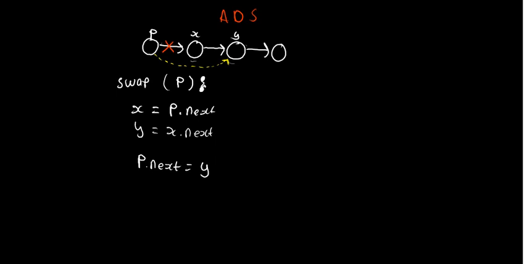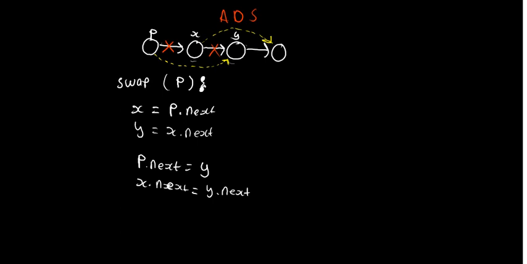Okay, what do we do next? The next thing is we want to make x point to the value after y. So what we're then going to do is say x dot next is equal to y dot next. So what we've done now is we've cut off this connection here.